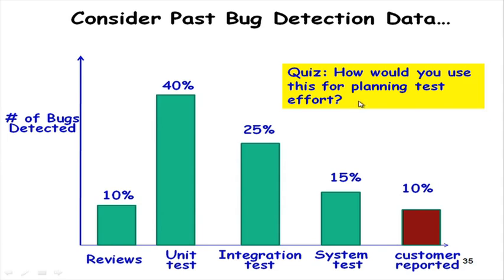The answer is not very difficult. Since unit testing is exposing more bugs, it is a very effective technique, and therefore we should spend more time on unit testing compared to, let us say, reviews or system testing, if this is the data. But then it is not real data, it is hypothetical data. In real data, reviews actually expose a lot of bugs.